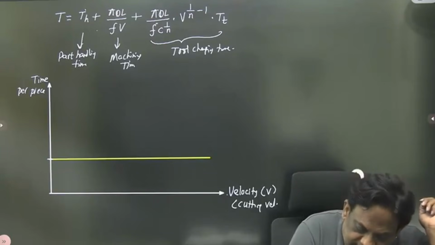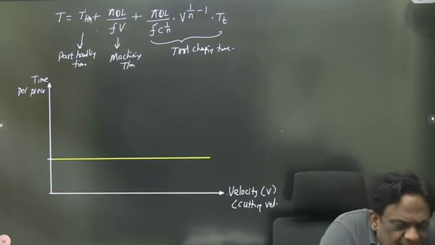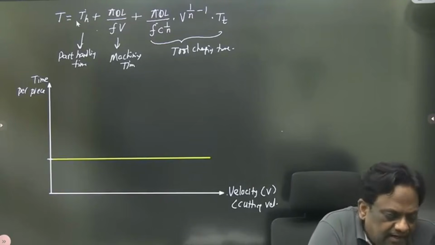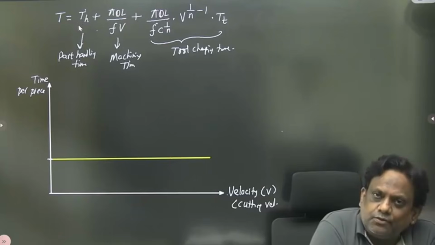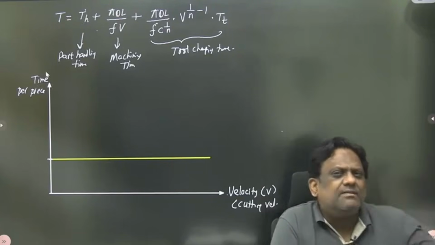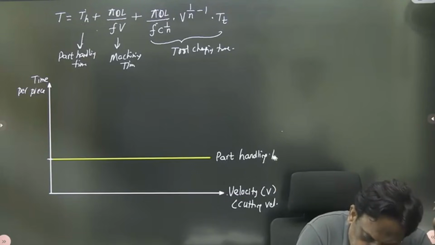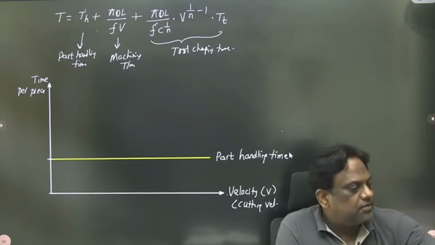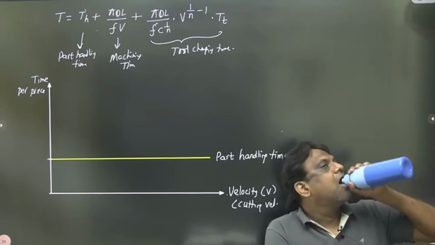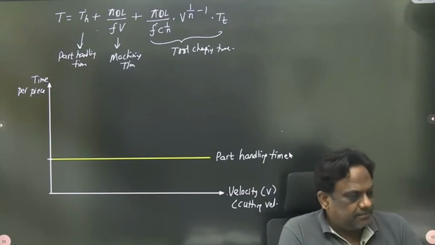This is representing, my dear loving students, that there is no influence of velocity here. Something like t is equal to constant. So t is equal to constant, where t is on the y-axis. Y constant means parallel to the x-axis. This is part handling time. Wonderful, sir. Part handling time. Excellent, sir.